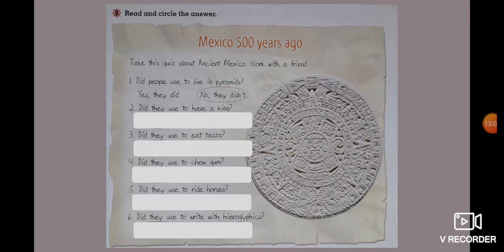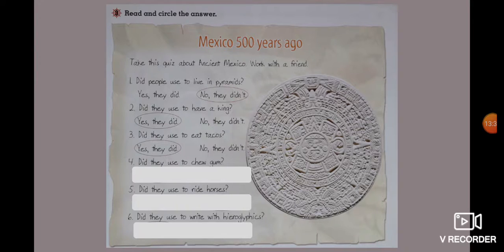Okay, they didn't used to live in pyramids. Exactly. Number two, did they used to have a king? Okay, yes or no? In this case, it is yes. Yes, they used to have a king. Okay. Did they used to eat tacos? Yes or no? Okay. Yes, they did. Exactly. They used to eat tacos.